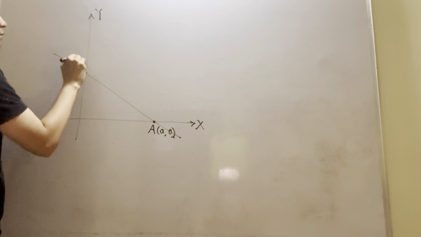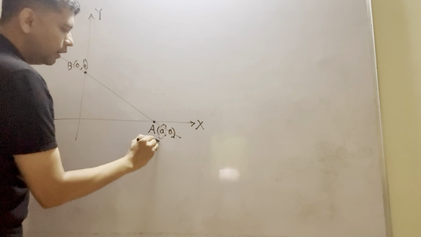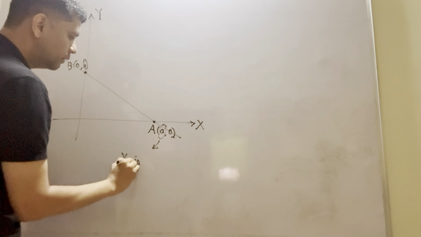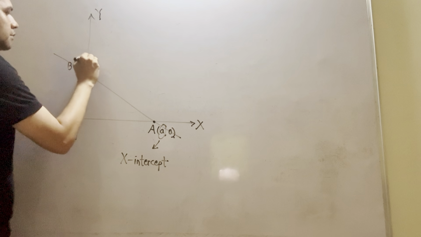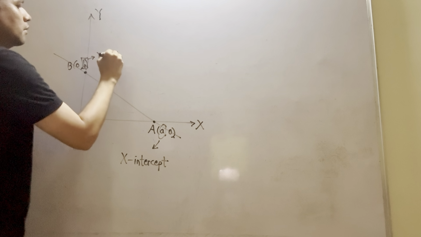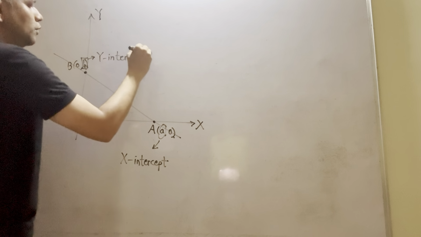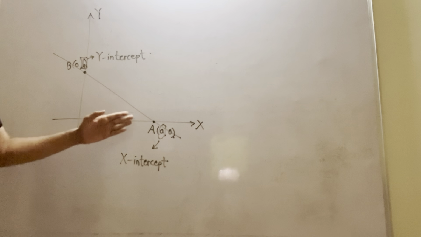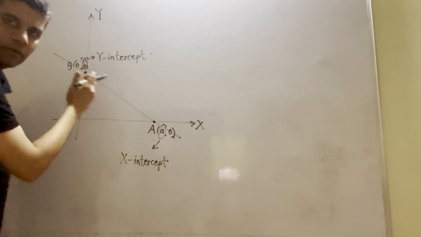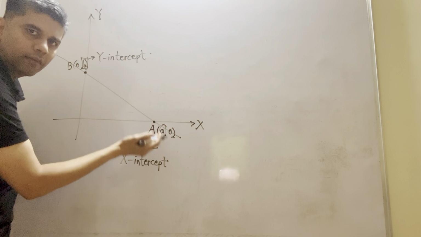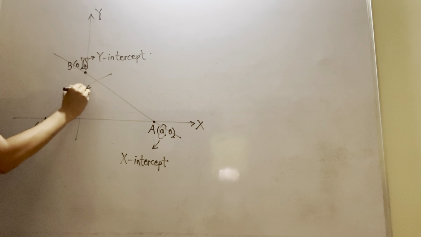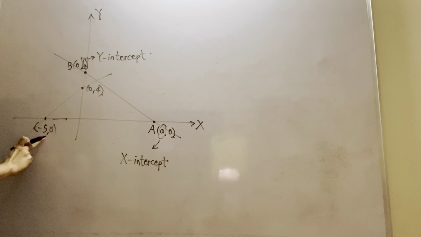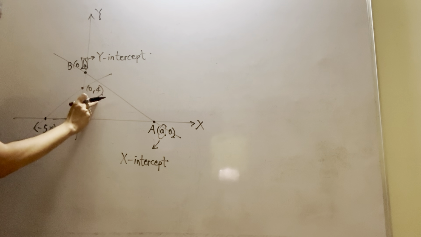at B having coordinates 0 comma B. So this A is known as the x-intercept, and this is known as the y-intercept. Okay, so as you can see, the value of intercept can be negative or positive depending on which side of the axis it is, because we are talking about the positive x-axis here. This could be 7, 5, but you can also have a line like this, in which case this is -5 comma 0 and this is 0 comma 4. So for this line, the x-intercept is -5 and the y-intercept is 4.